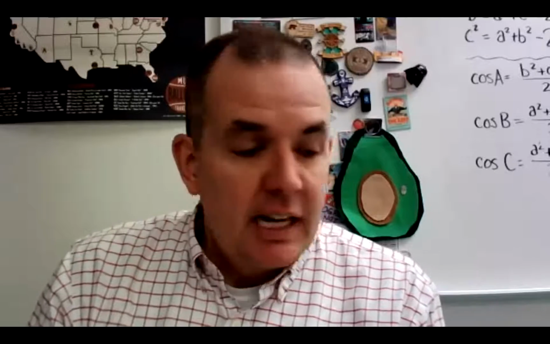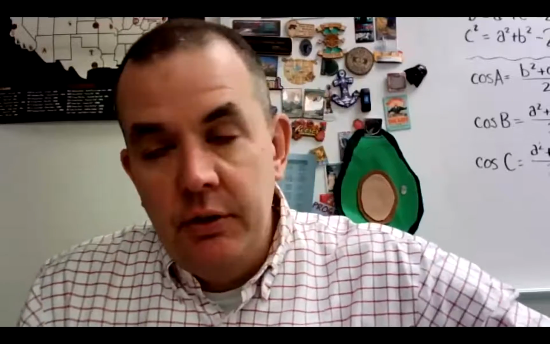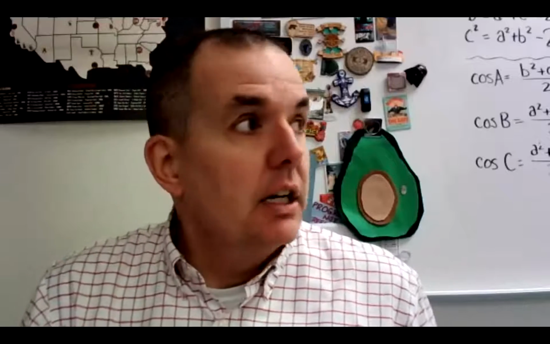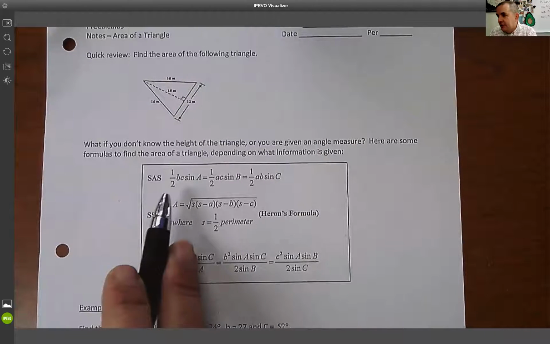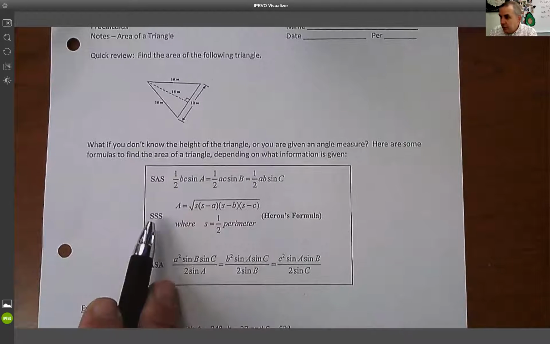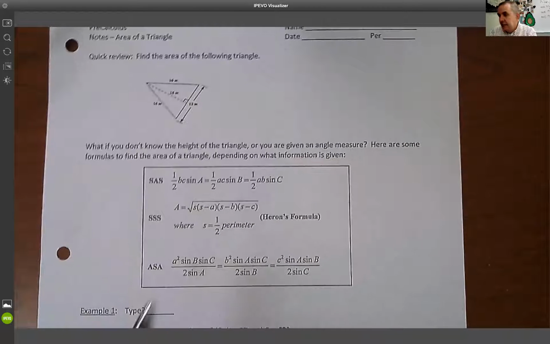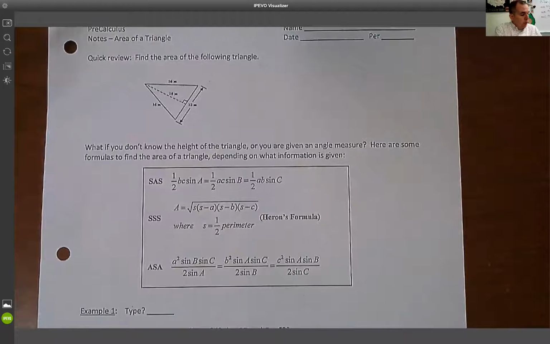Okay, we're moving on to the last part of that little sheet I gave you. It's about finding the area of a triangle. The way that's going to work is we need to know what sort of information we're given. The three options you're going to see are: a side, an angle, and a side; or three sides; or an angle, side, angle. Depending on which one of the three you're given, that's the formula you follow.